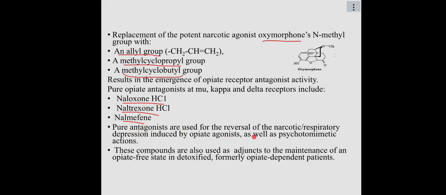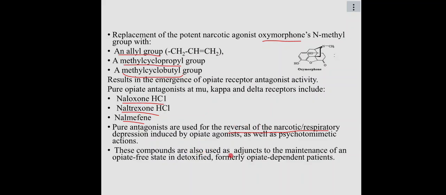Pure antagonists are used for the reversal of the narcotic and respiratory depression induced by opiate agonists, as well as psychotomimetic action. So when somebody is an abuser of these drugs, the opioids, you give them these antagonists, and they will be able to reverse the respiratory depression and even the narcotic effects, all those side effects that are due to the narcotic analgesics. We did mention all those side effects.